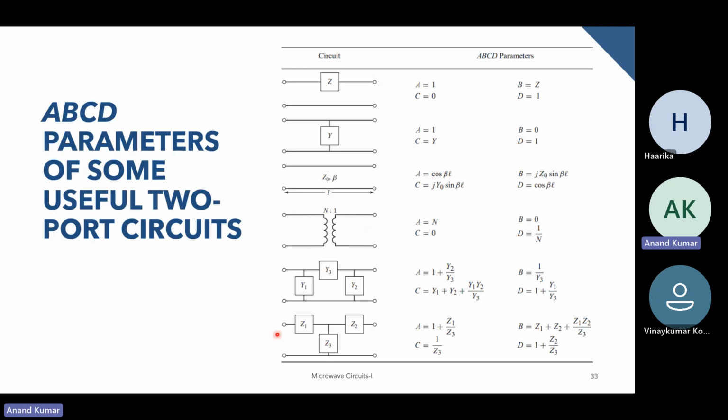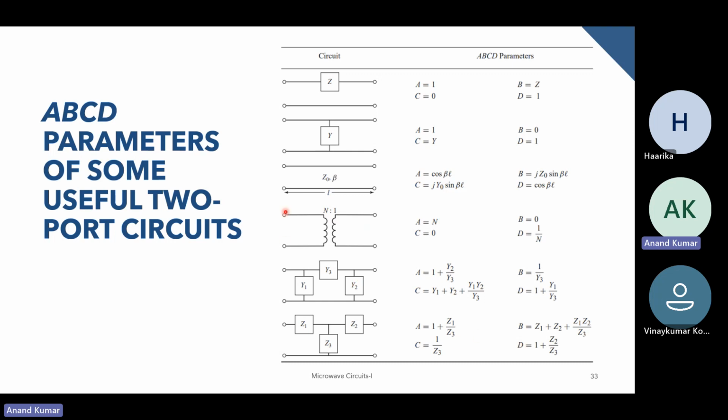So here, this table is also present in Pozar. This is essentially a list of ABCD parameters for different very common two-port networks. For example, a series impedance or a shunt admittance, and a transmission line with Z naught and beta as the characteristic impedance and the propagation constant. So this is a lossless transmission line. And for example, a transformer with N to 1 turns ratio, the pi network or a T network. For each of these cases, we have A, B, C, D defined.